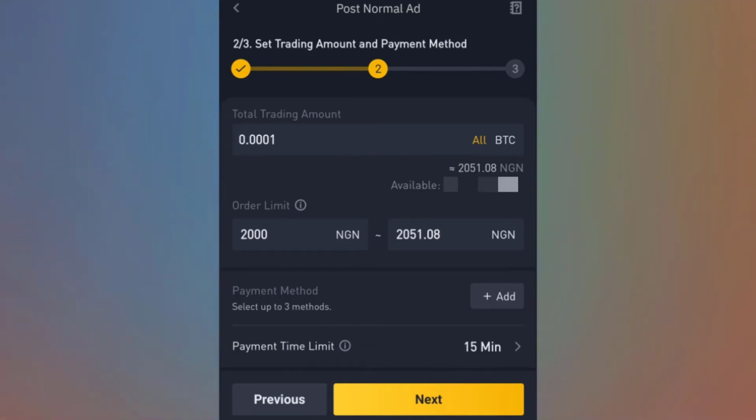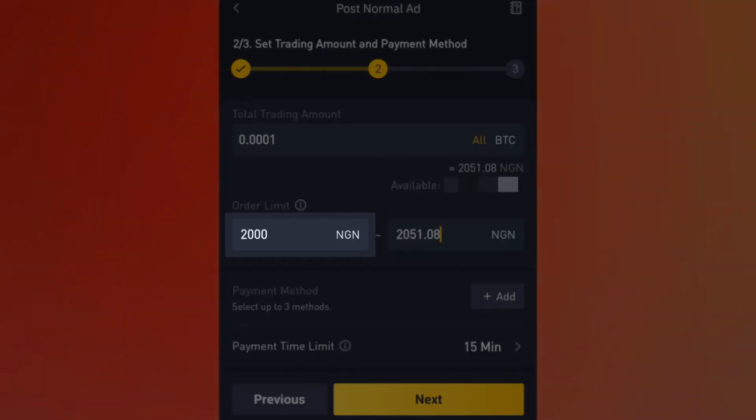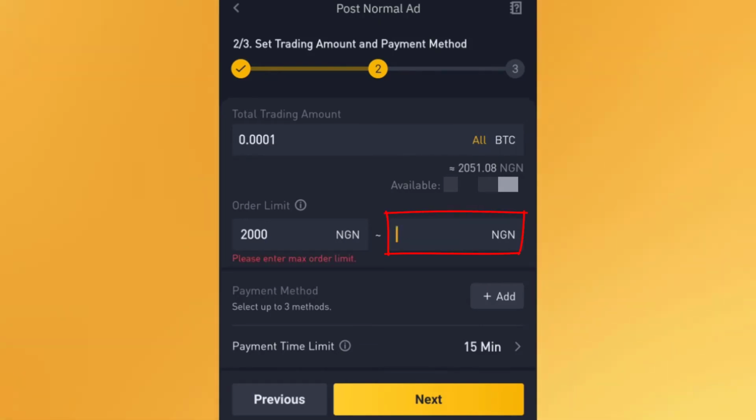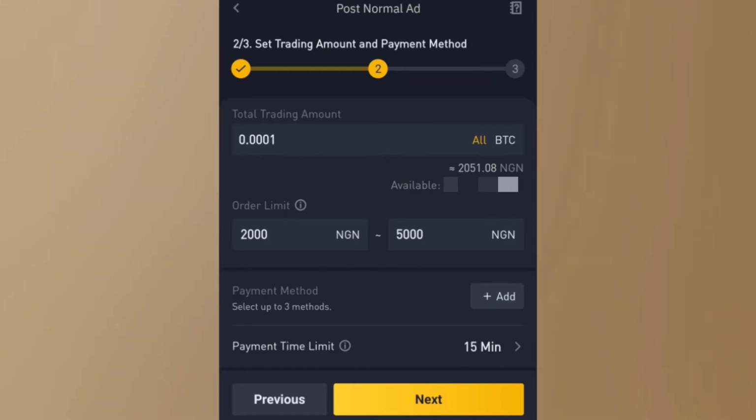Basically, this order limit is how much you want somebody to be able to buy from you at a time. Another thing to note is that this first figure matters, because that's the least amount that you want somebody to be able to buy from you, which in this case is 2,000 naira. But this next figure, you can actually make it 5,000 naira. Obviously, I do not have that amount, and my Bitcoin currently is going to be selling for around 2,000 naira.